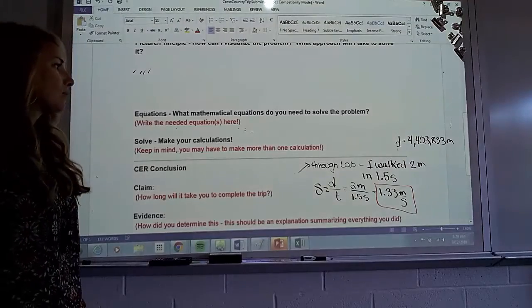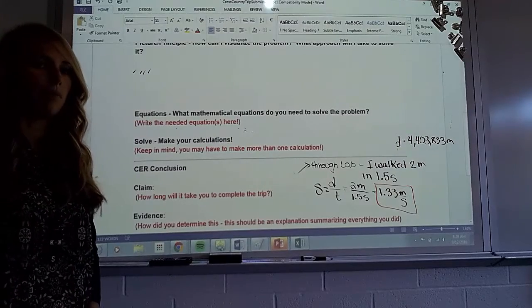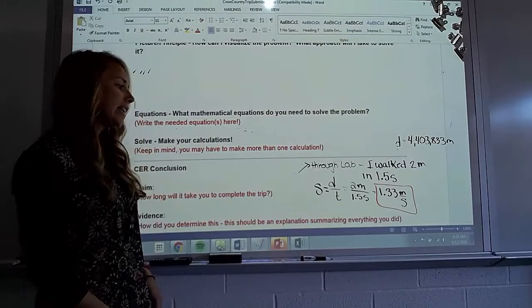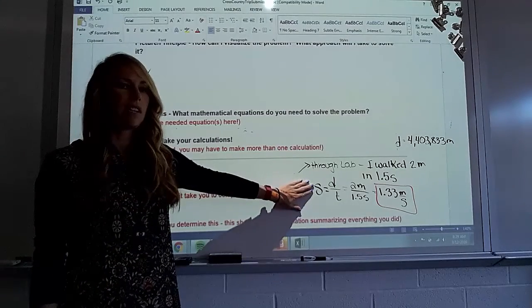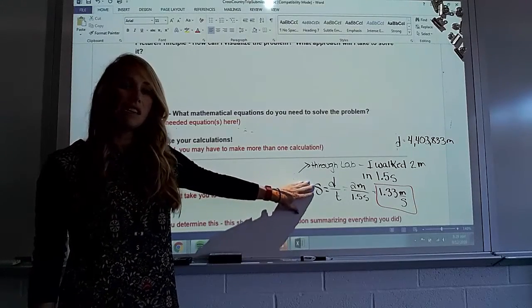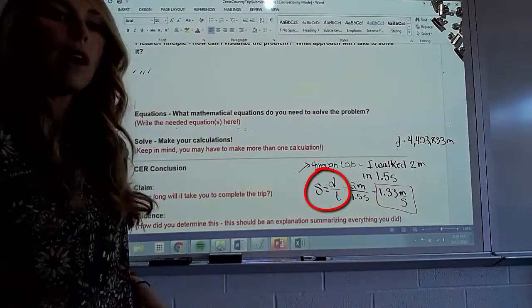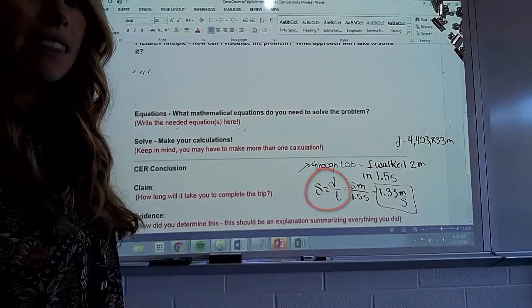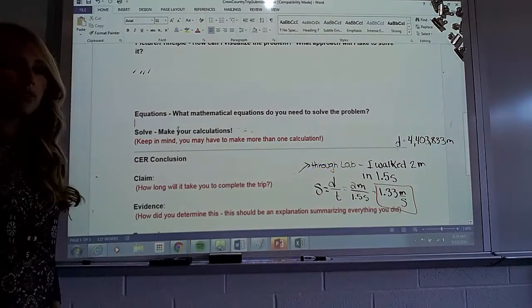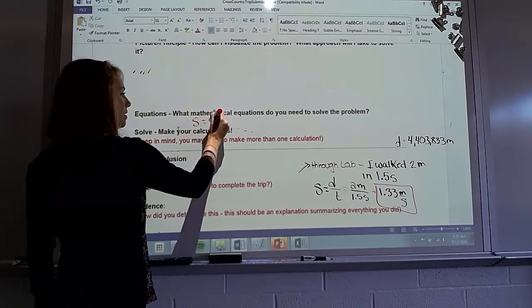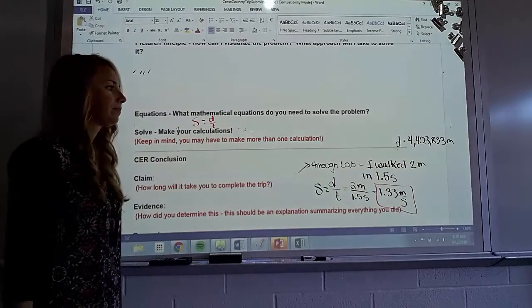Okay, so what mathematical equations do I need to solve the problem? Well, in order to determine how fast I was going, I had to use this equation that I developed saying that speed is equal to distance over time. So right here in this spot of GUESS, I'm going to list that equation. What mathematical equation do I need to solve the problem? Well, I need to know speed equals distance over time.